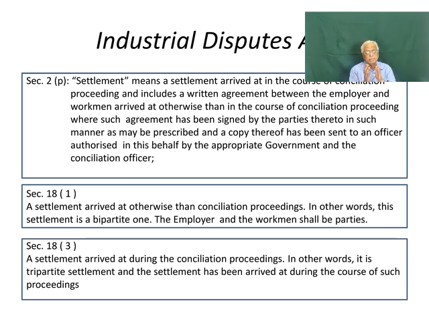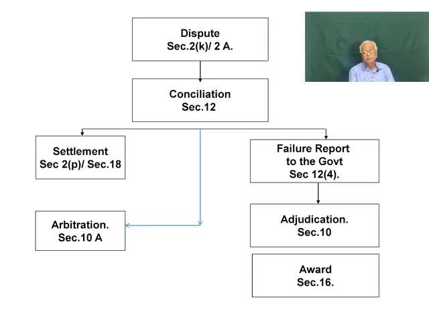This bilateral settlement has to be registered with the concerned conciliation officer for registration. The other thing is tripartite. The dispute is referred to the conciliation officer either by the union or by the management. The conciliation officer is able to succeed in signing the settlement with both the parties. He signs the settlement, and that is called a tripartite settlement. That is under section 18.3 of the Act, and this is section 18.1. So this is a simple chart I have made. A dispute is there. Then conciliation under section 12 comes in.